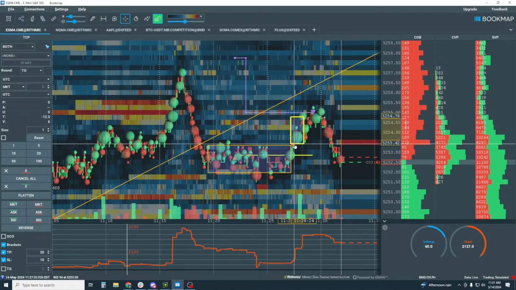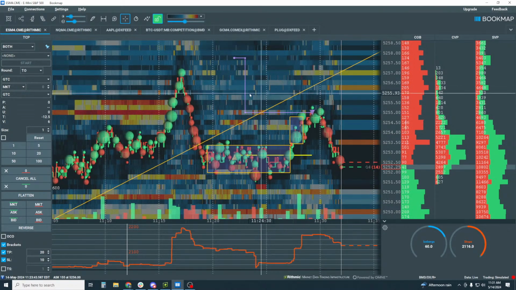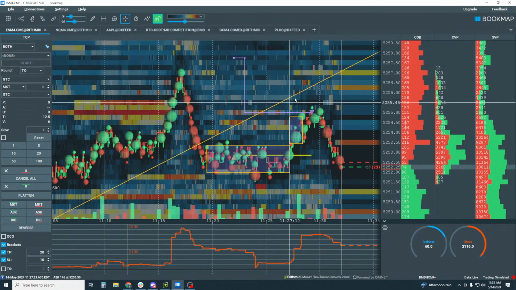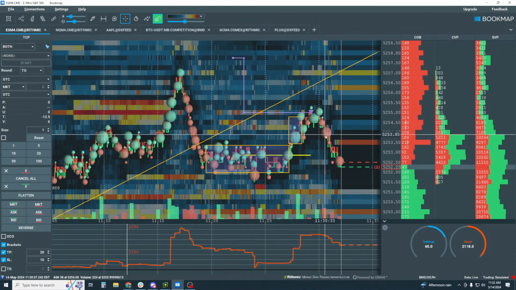Sellers brought it back down. Buyers tried again, and they're not hitting any stops or fuel to that fire to keep it moving upwards. At that point, that's when we're looking for sellers.